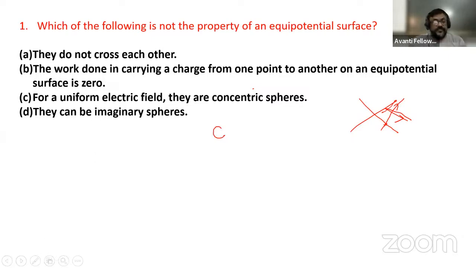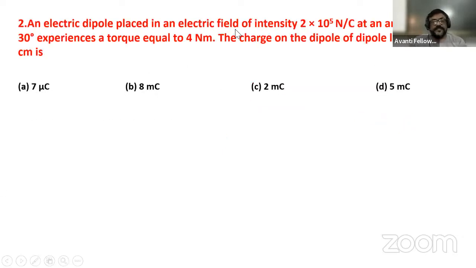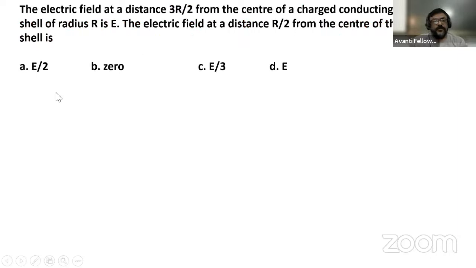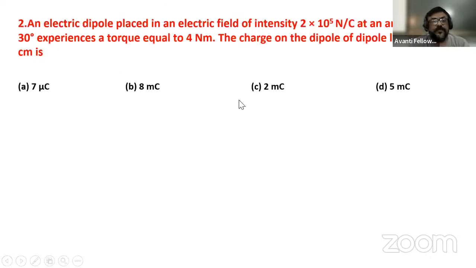So to answer this, you should be aware of all the properties exhibited by equipotential surfaces. Now see this. An electric dipole is placed in a... one second. Are you able to read it? Or is this taskbar preventing you from reading? Now it will be okay.